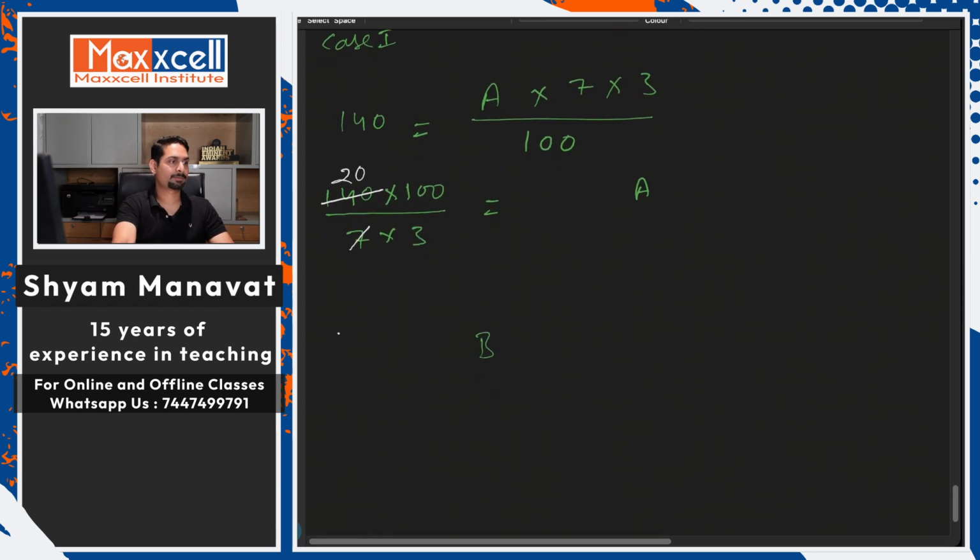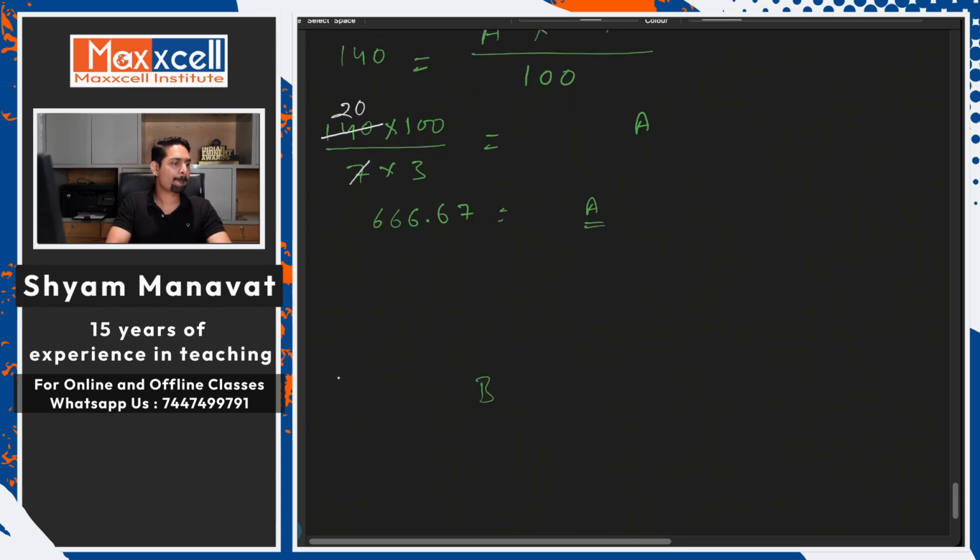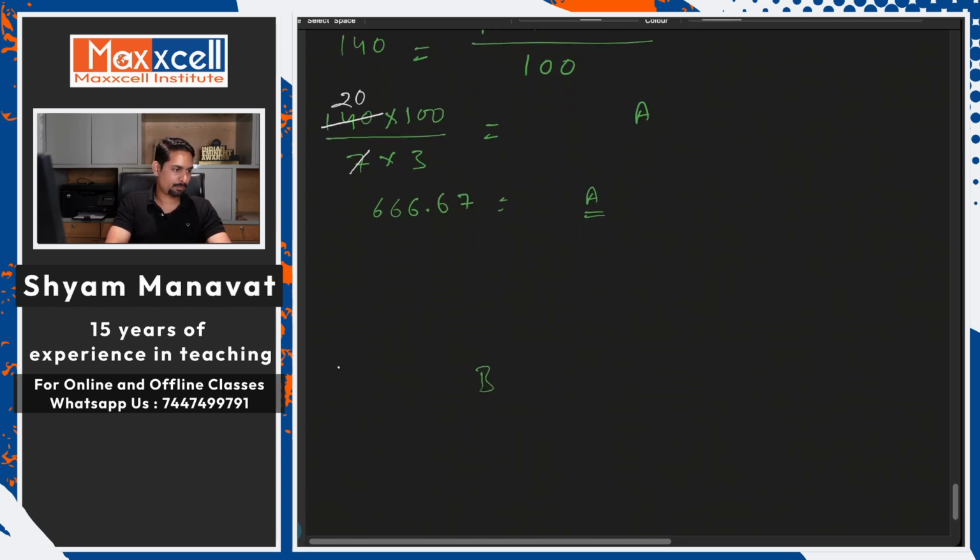If you simplify this, A will be 20 into 100, 2000 by 3. If you divide 2000 by 3, you will get 666.67. That is A. What is A? The first part, the principal. Okay, first part of the principal. All right. Let's calculate the second part, which is B.